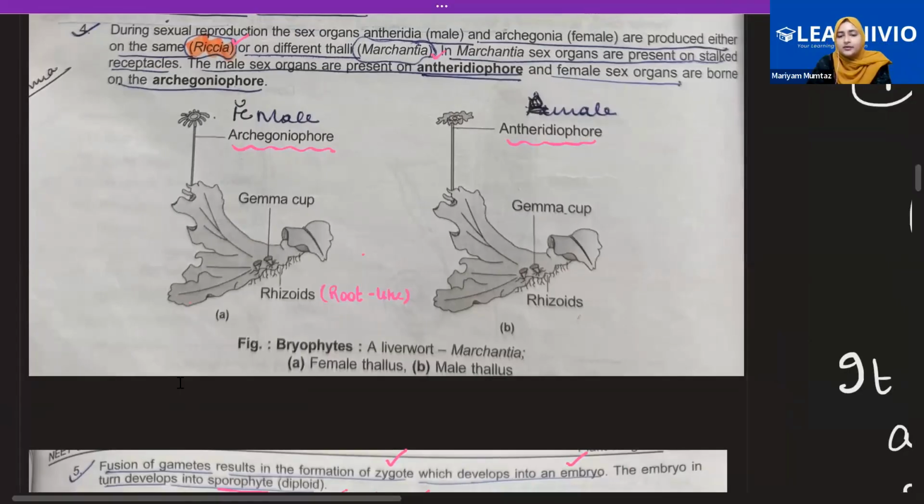Now let us look at some of the examples that we have mentioned. These examples should be at the tip of your tongue always. You should never forget them. So we have Marchantia, which is one of the most famous bryophytes there is.